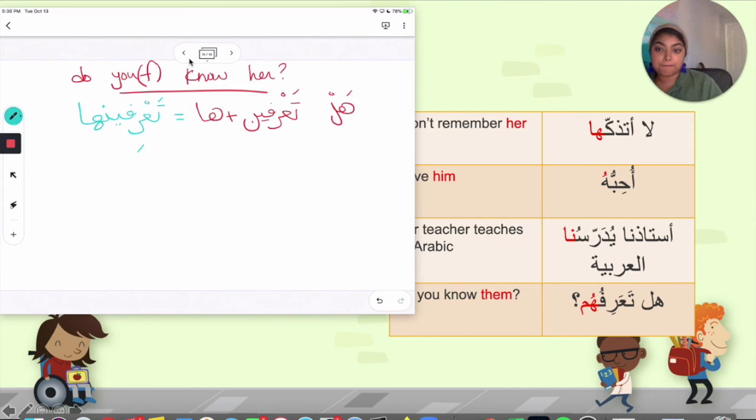تعرفينها. And the rule of thumb is if you have a verb that ends in a waw noon or a ya noon, so ya noon you have for anti, تعرفين, تسكنين, تعملين, or if you have waw noon for the plural, just simply pronounce the noon with a fatha. So for all of them, you pronounce the last letter with a dhamma, except if it has a suffix, pronounce it with a fatha. تعرفينها.